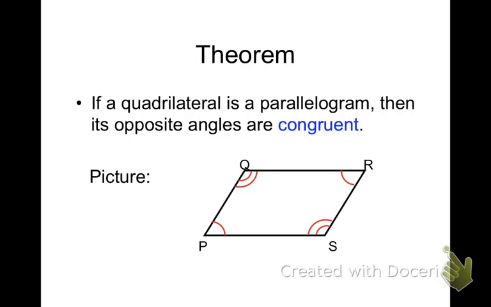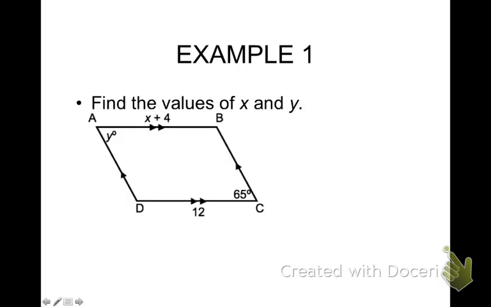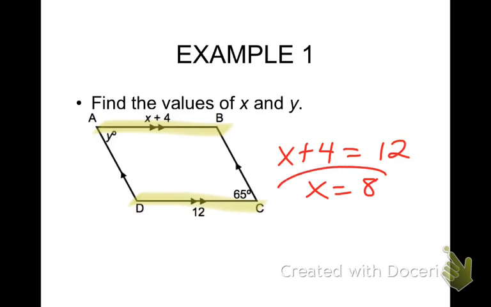So now let's use those 2 theorems to solve these bottom 2 problems. Is everybody okay? All right, so first example. We want to solve for the values of x and y. So let's start with x. Is x a side length or in an angle? It's on a side length. It's on side length AB, which would be congruent to the opposite side, which would be DC. So can someone give me an equation to solve for x? X plus 4 equals 12. Good. So x would be equal to 8.